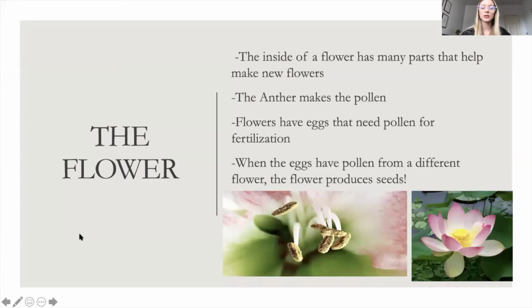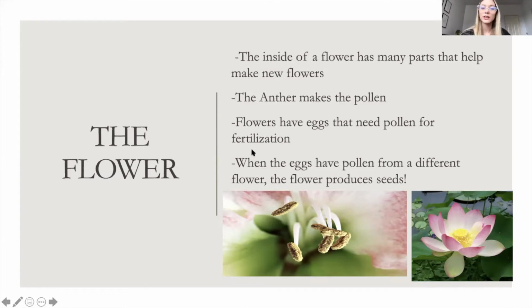We're going to start talking about the flower. The inside of a flower has many parts that help with making new flowers. One of these parts is the anther, and this part is responsible for making the pollen. If you can see my mouse right here, this little part, if you look closely, you can see that it has a powdery-like substance on it. That's called the pollen, and the part that's holding it is called the anther.